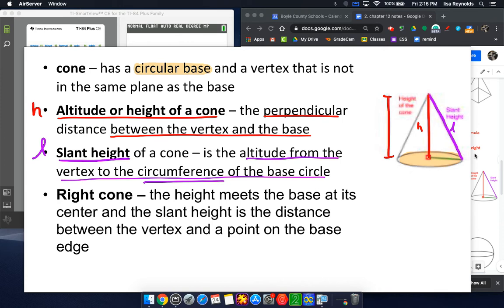We're going to be dealing with right cones. So in a right cone, the height meets its base at the center. So the important thing about this is that we're at the center. So when we draw in our segment that connects the center of the circle to the outer edge, this is our radius of the circle, and our height, our slant height, and our radius create a right triangle that we can use to calculate missing measurements.